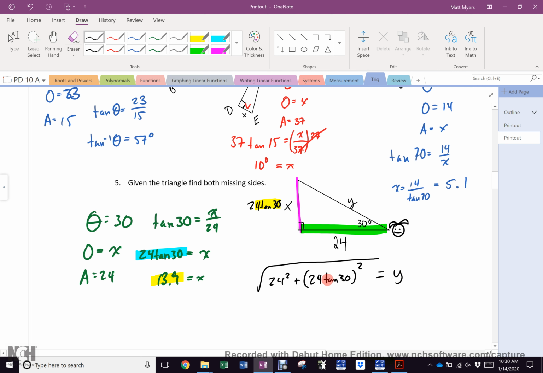This is what you should do, because it gives you the best answer. If you round off to 13.9 and then use it, you're going to get a serviceable answer, but it isn't the best answer. Does everybody understand?